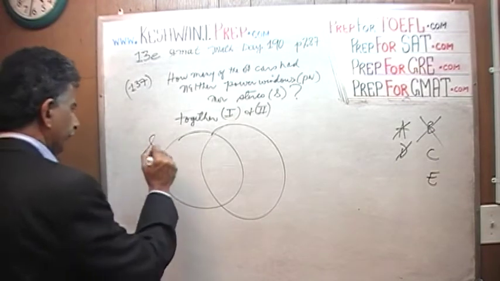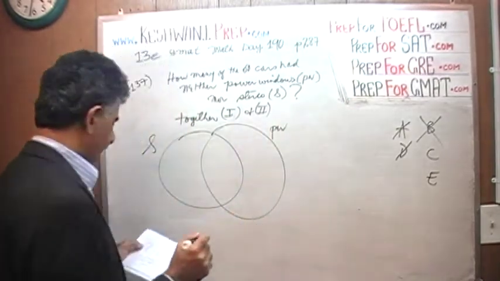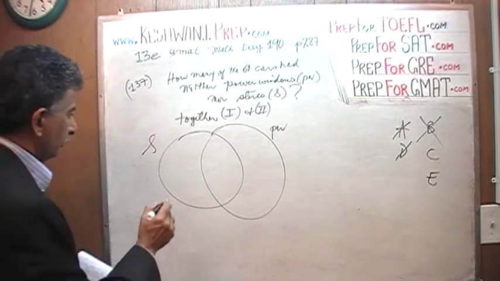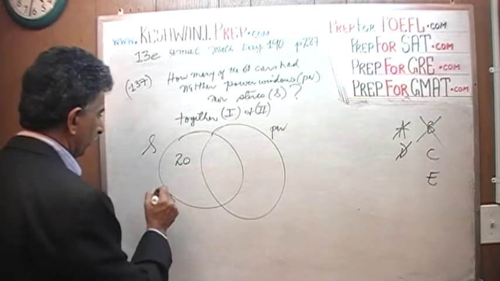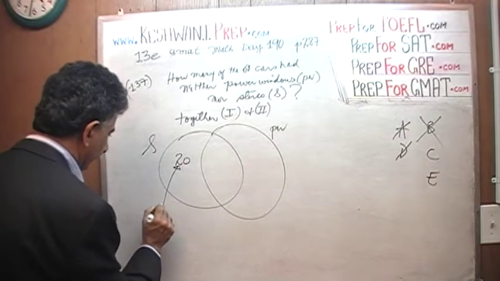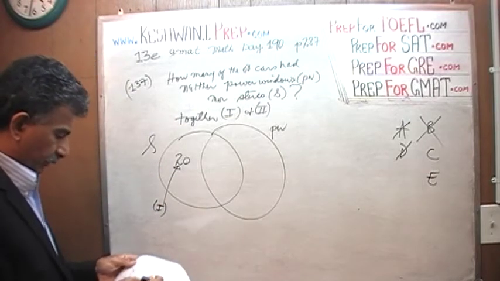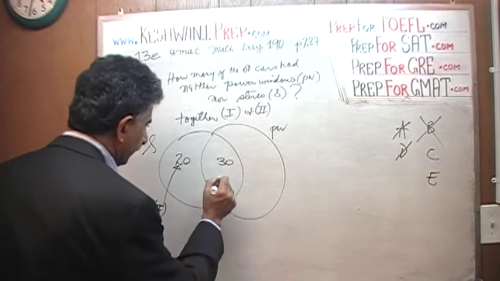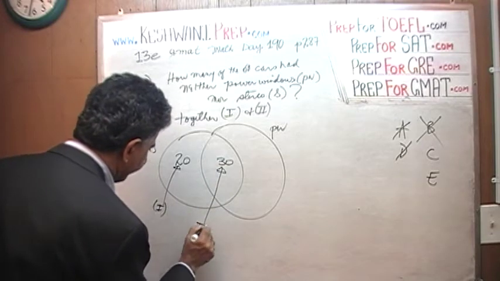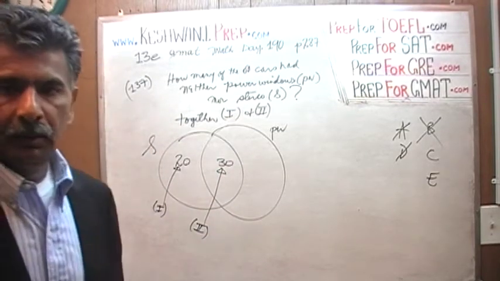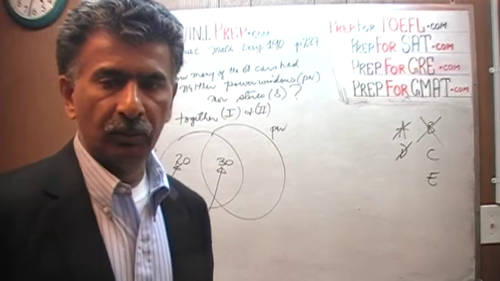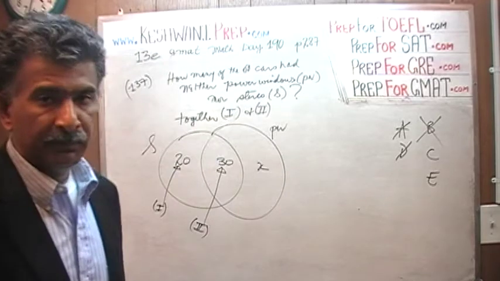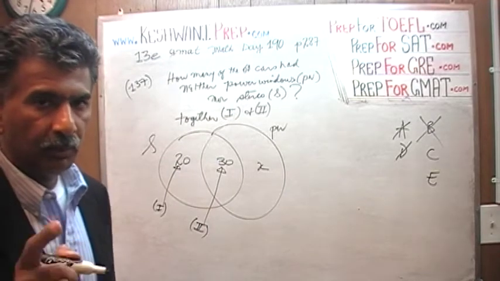So here's our stereo, here's our power window. The first statement tells us that 20 had stereo but no power window. That comes from statement number 1. The second statement told us that out of 60, 30 had both. And that comes from the second statement. How many cars altogether were sold? The answer is 60. Here is the X part, the unknown part, the number of cars that only had power window but not stereo.